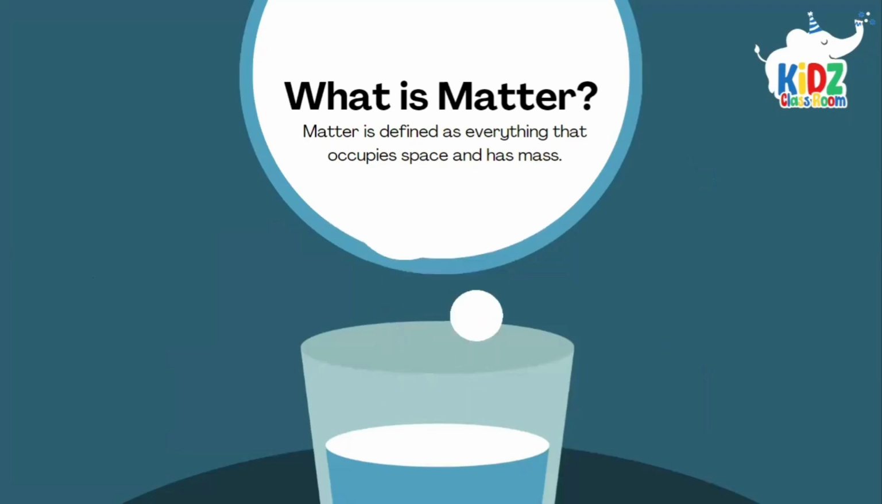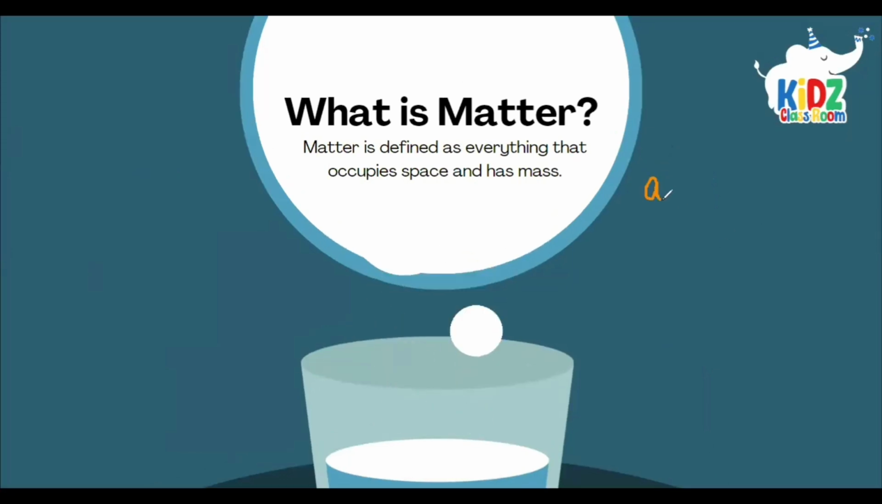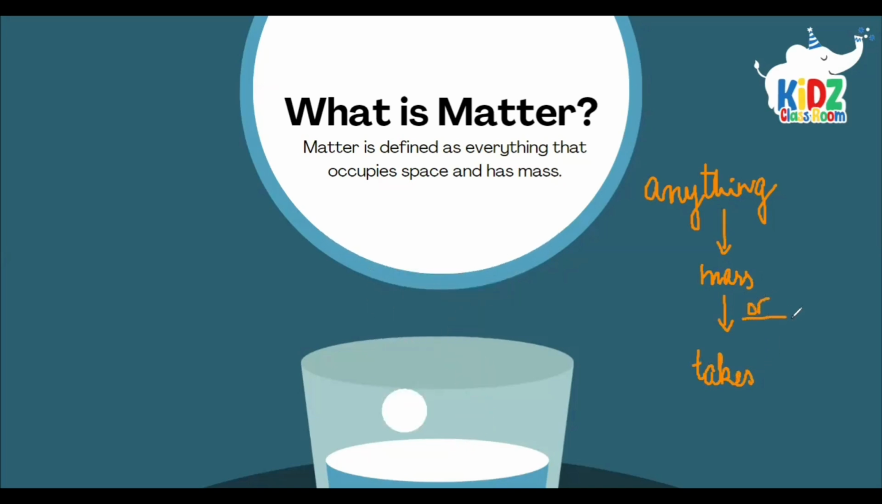So let's begin by understanding what matter is. Any idea what matter is? Well, matter is anything that has mass and takes up space. Not or. It is not optional. It should have mass and take up space.